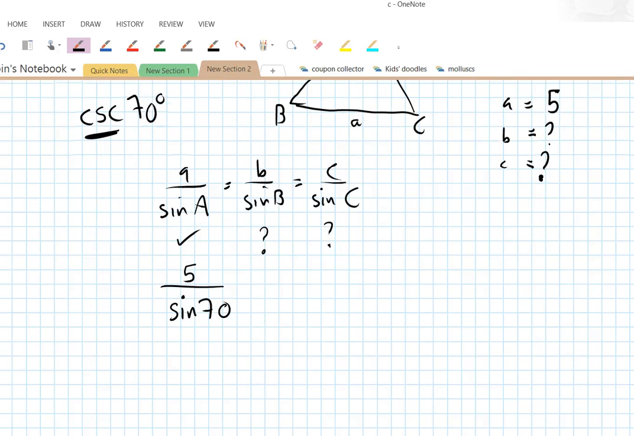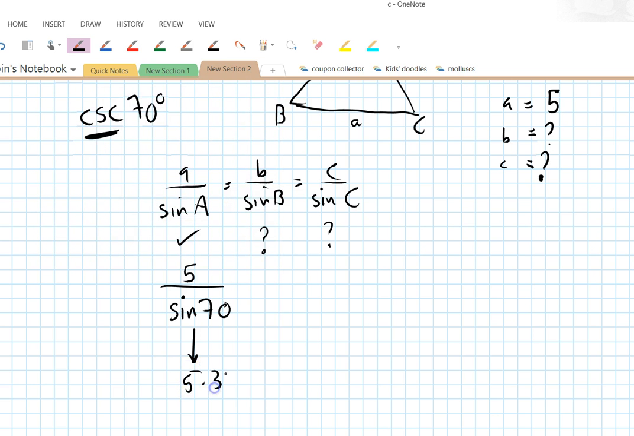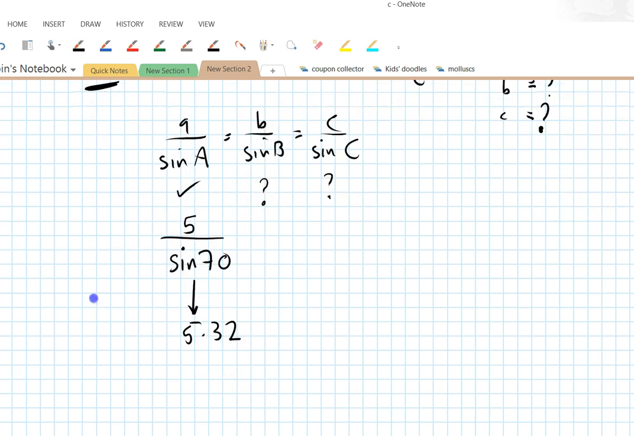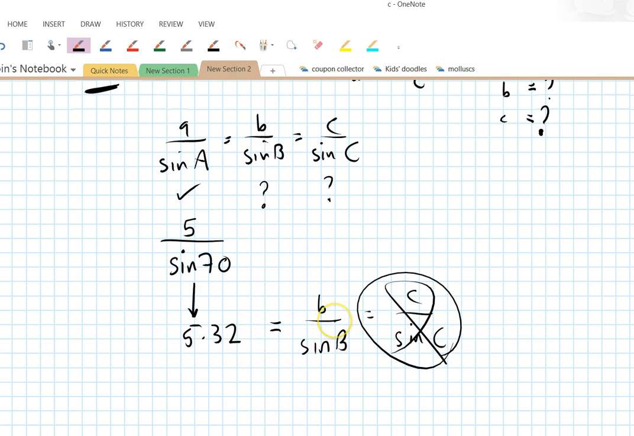Well, let's work it out. Where's my calculator? There it is. 5 divided by sine 70 equals 5.32. So that's this term here. And that equals, so that's a over sine A, so that equals b over sine B, which equals c over sine C. So let's just forget about the c for the moment and just concentrate on this one here.